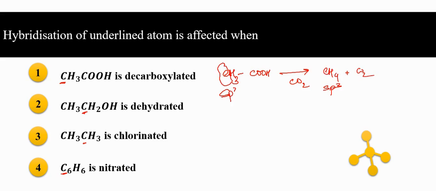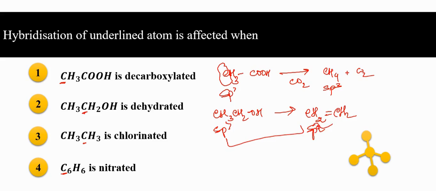There is no change. Same way, in the second one, CH3CH2OH is dehydrated. So we'll write the equation. CH3CH2OH, when it is dehydrated, you will get CH2=CH2. You studied these reactions. Here it is sp3 and here it is sp2. So there is a change in the hybridization. So the correct option for this particular equation is 2. But in the other case, there is no change. Chlorinated, instead of one hydrogen, Cl, so hybridization remains sp3 itself. And here it is sp2 itself, carbon hybridization remains the same, there is no change in the hybrid state.